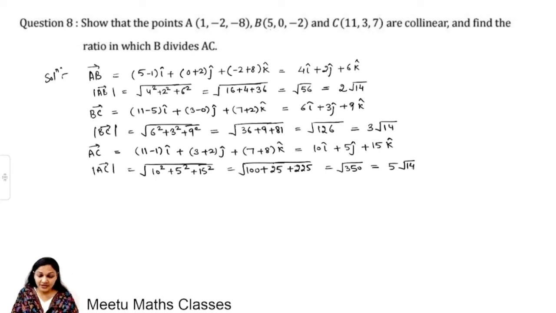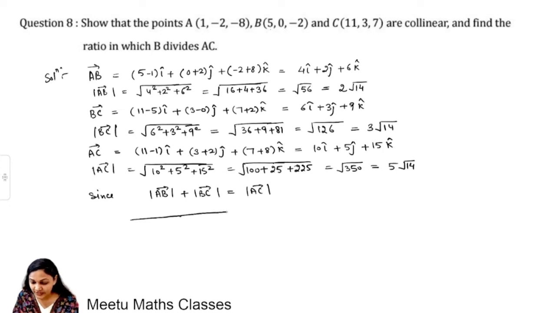Okay, now you can observe the length of AB plus the length of BC is equal to the length of AC. Since the magnitude of AB plus the magnitude of BC is equal to the magnitude of AC, that means these 3 points A, B, C are collinear.